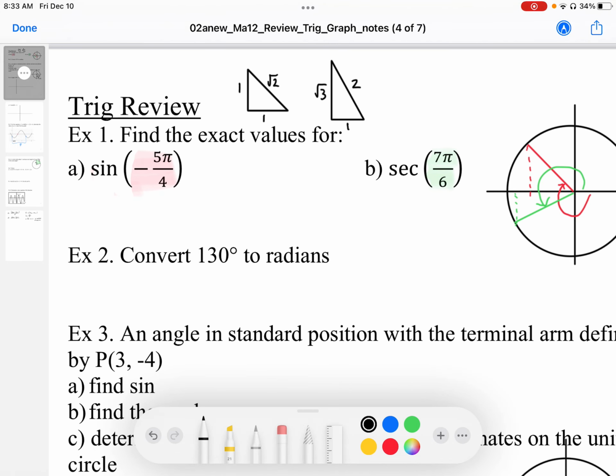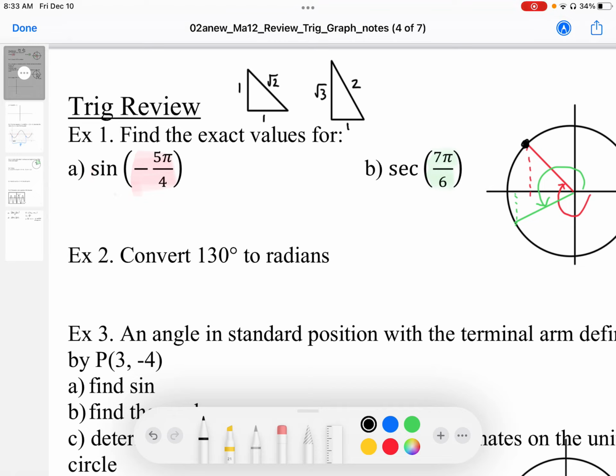So sine of -5π/4, it's the red angle here where we go backwards. We're going backwards in this direction, and we're going to end up in quadrant 2. Now, the first thing is to identify the location of that angle. So I know I'm in quadrant 2, and that's the point in quadrant 2 that I'm going to end up at.